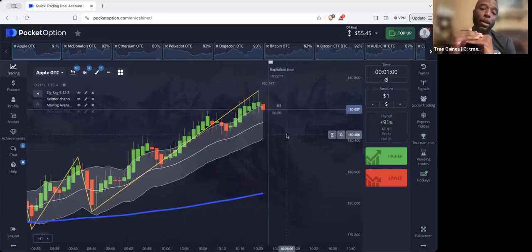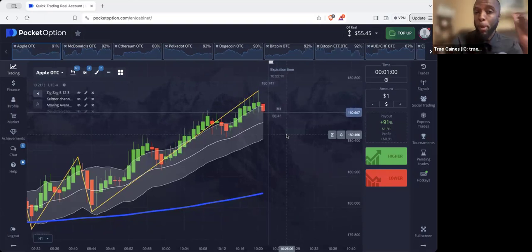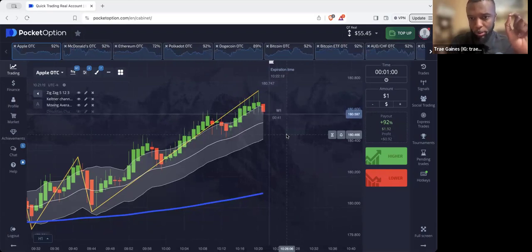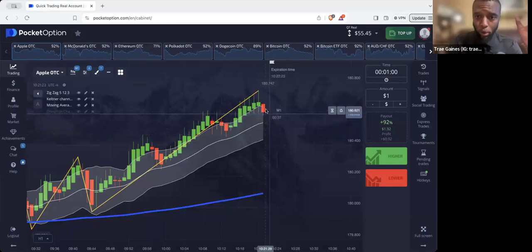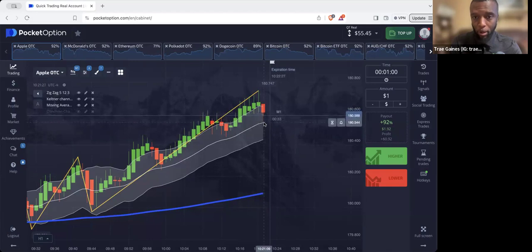EMA is below, so that means my middle Keltner is serving as a support. And what do we do at supports? We buy at supports. So only when my middle Keltner looks like a support, like price is coming down to hit it, do I enter. Right now the middle Keltner has a support.